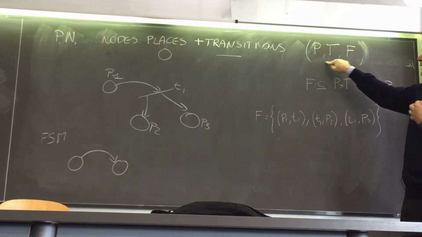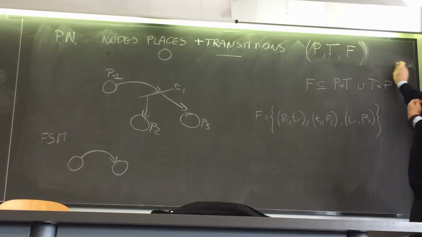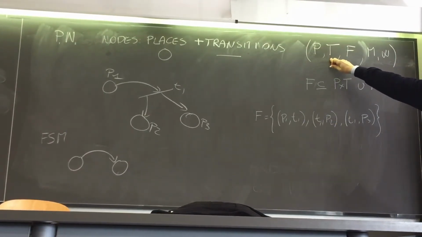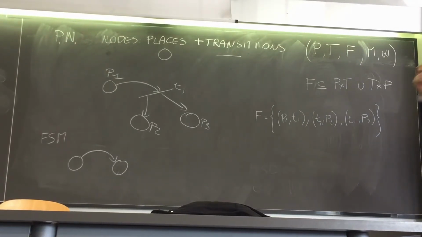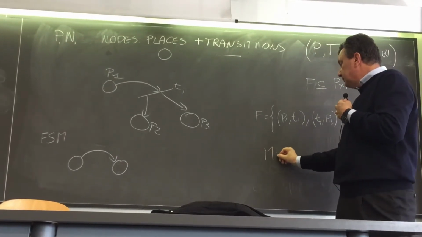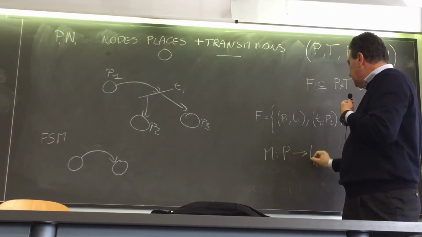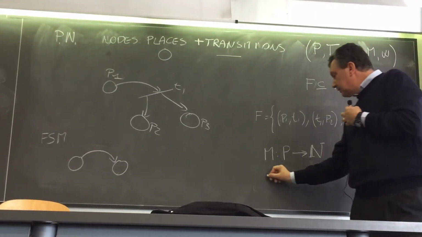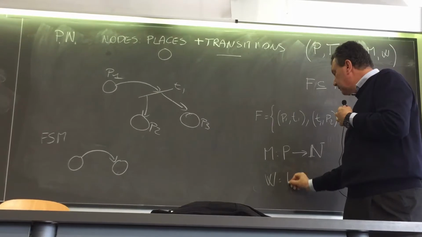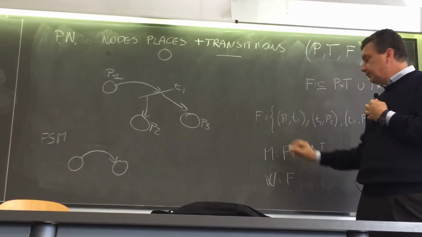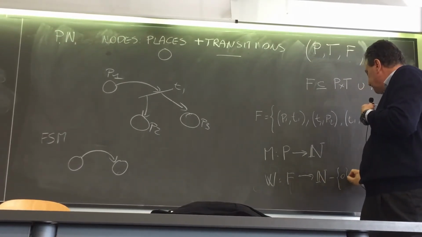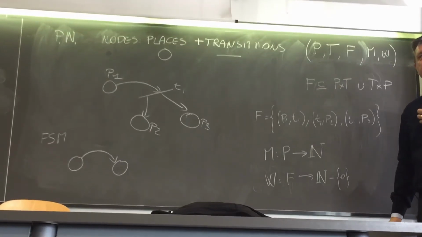And the Petri net is made by a graph of the Petri net plus something. And this is called marking and weight functions. P is a set of places, T is a set of transitions, as usual. So the marking is a function between a set of places and a set of natural numbers. And the weight is a function with the codomain equal to N and domain equal to F. It's just a notation.